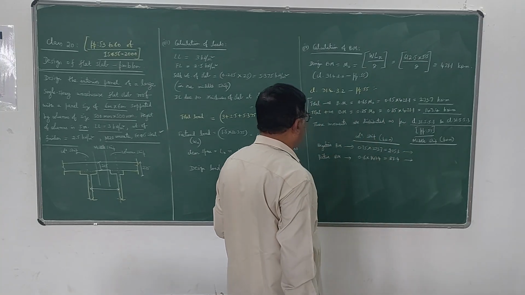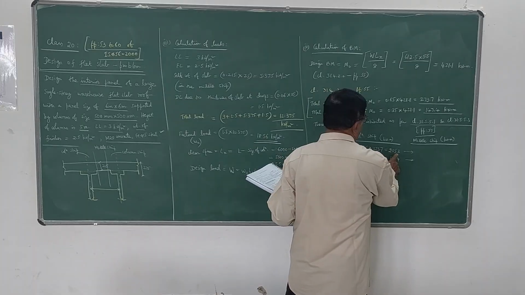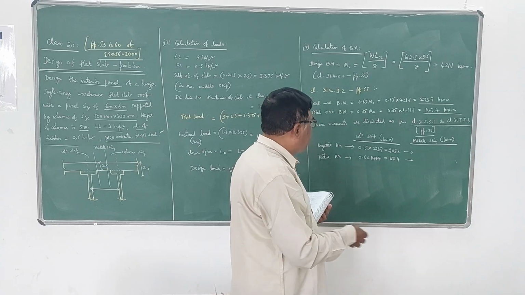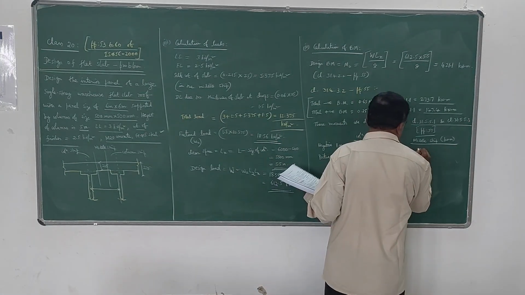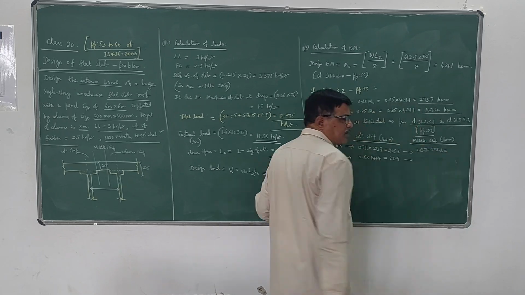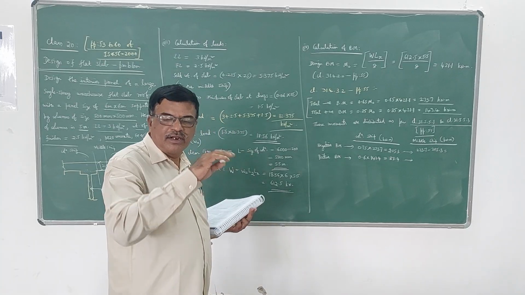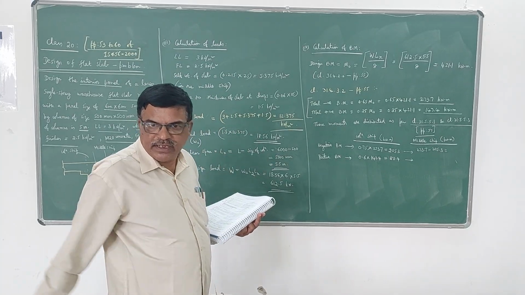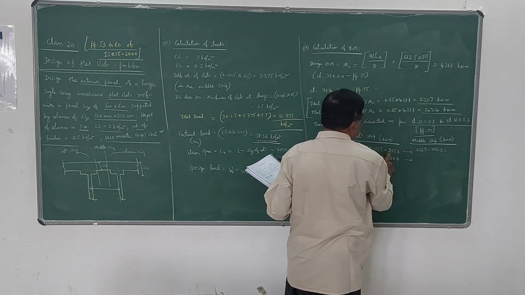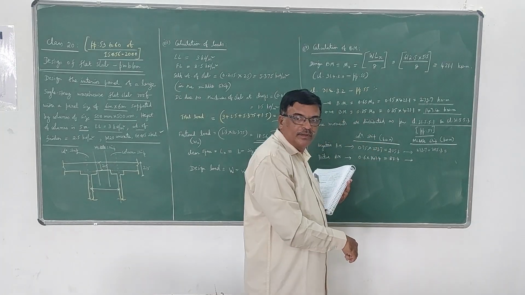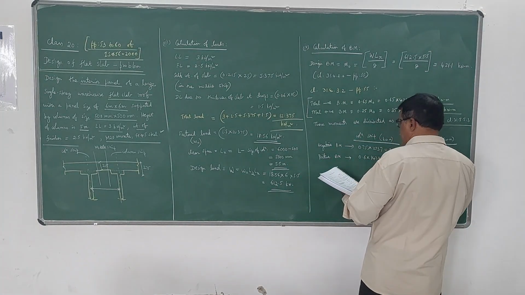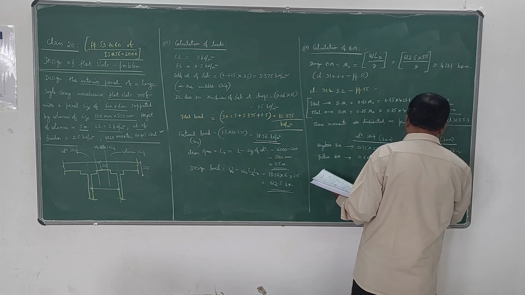Out of 273.7, 205.3 is taken by the column strip. The remaining, 273.7 minus 205.3, is taken by the middle strip. So the reinforcements are different: the middle strip moment is different and the column strip moment is different. Out of 273.7, 205.3 is taken by the column strip and the remaining by the middle strip. What is this value? 68.4.